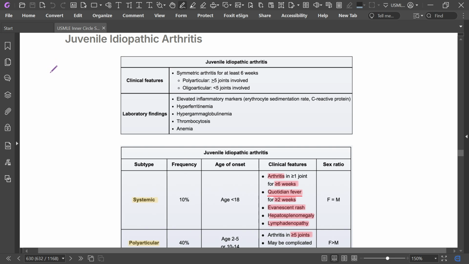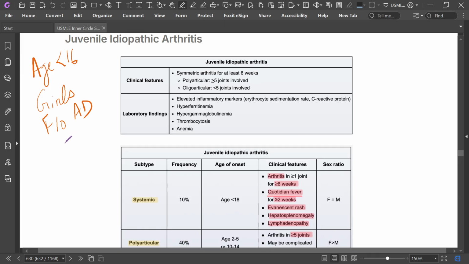If you think about the epidemiology of JIA, age should be less than 16, it is more common in girls, and there is often a family history of autoimmune disease.